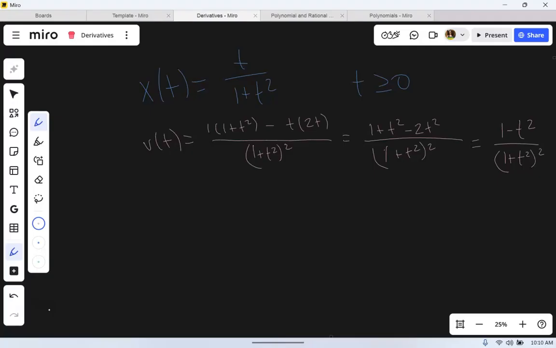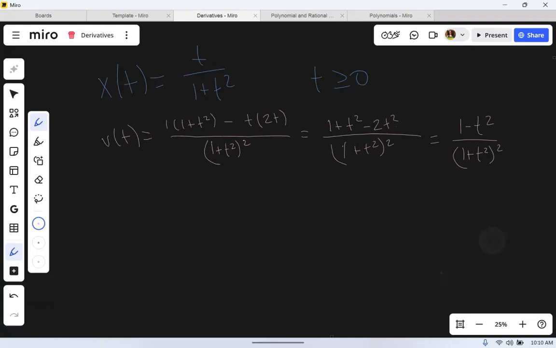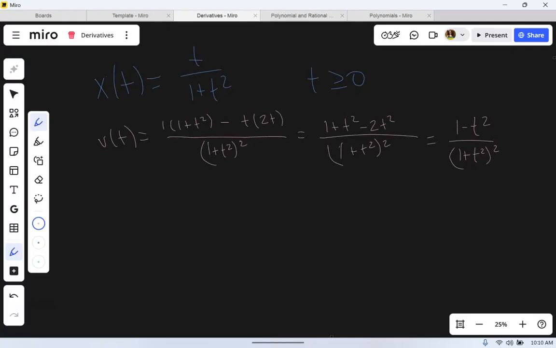All right. There's the velocity. Does it ask me about acceleration? Let me go ahead and find the acceleration. And then we have to solve it for zero.